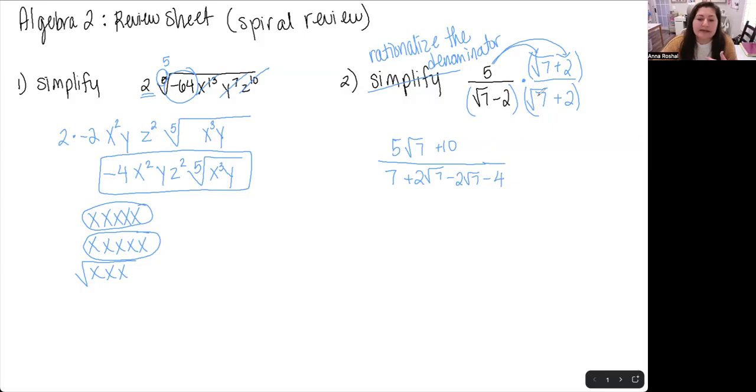Now, the beauty about this is actually called the difference of two squares. You might remember it because you've seen something like x squared minus 9.